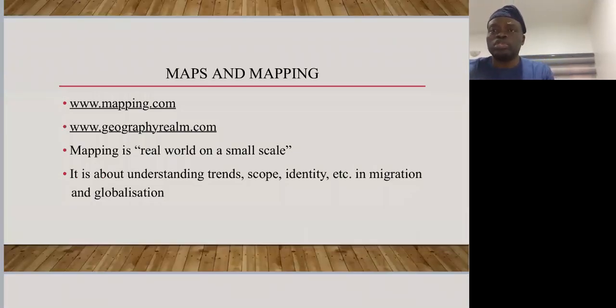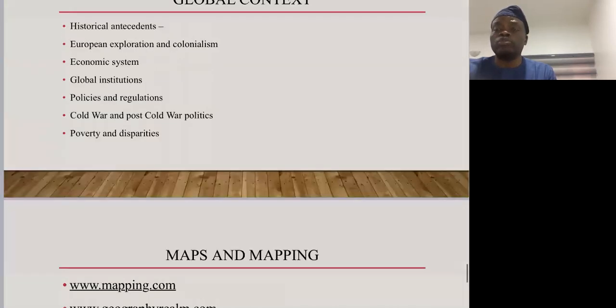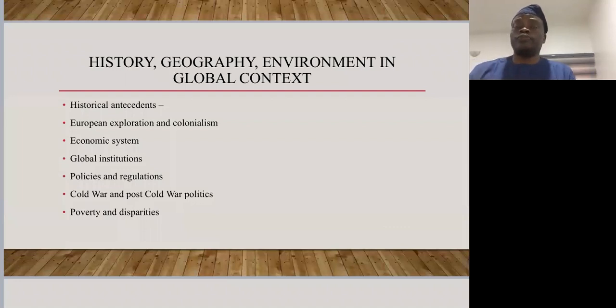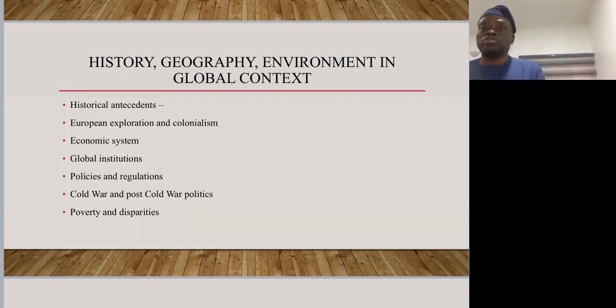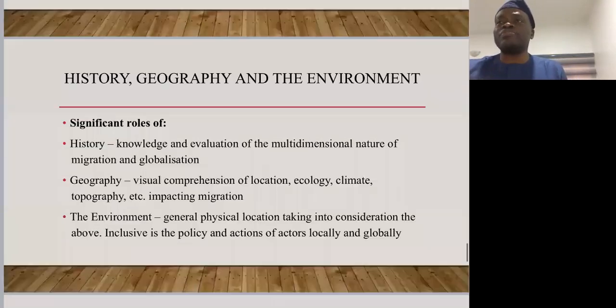Today we will end by saying that the understanding of the multidimensional nature of migration and globalization is important for both local policies and actions, regional policies and actions, and international policies and actions. We cannot be unobjective, despite the consequences, despite the multidimensional nature of the issues at hand.